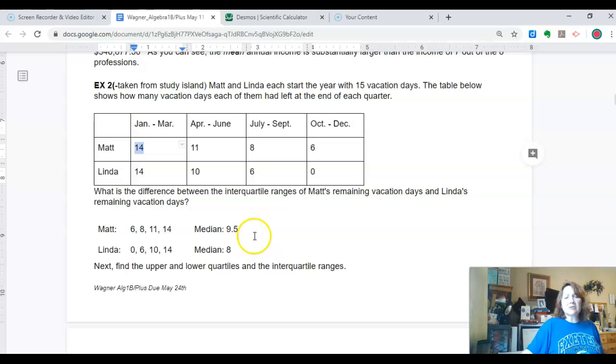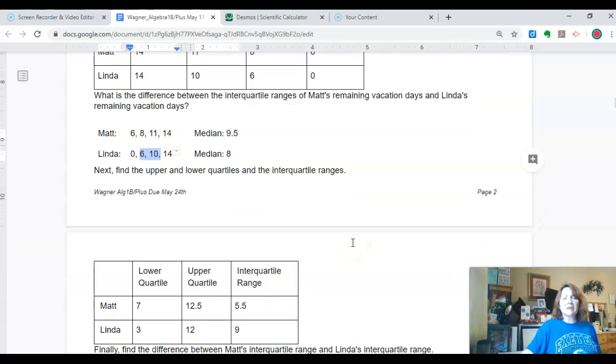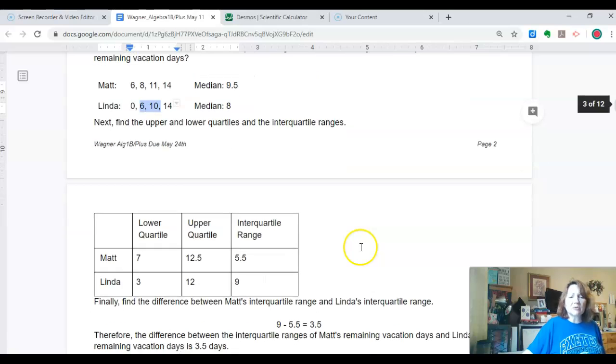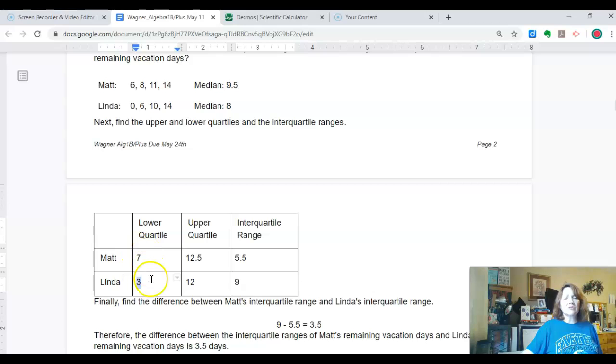Well, in order to do that, the first thing you want to do is find the median. You would take 8 plus 11, and divide by 2, and that gives you 9.5. You take 6 and 10, and divide by 2, and you get 8. Next we want to find the lower quartile and the upper quartile. If this is half the data, and then this is half the data, I would take 6 plus 8 and divide by 2, and that would give me 7. For this one, it would be 0 plus 6 divided by 2 and give me 3. So that gives you your lower quartile.